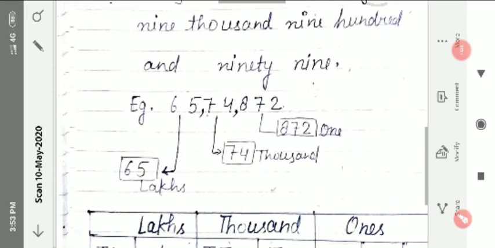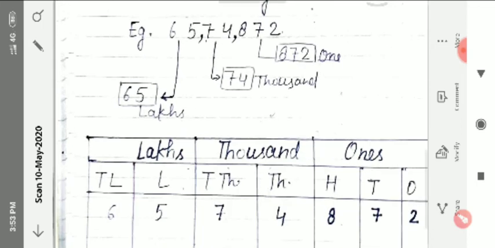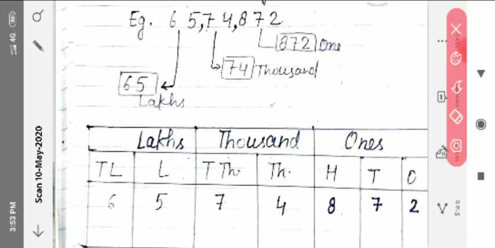Let us take one example of a 7-digit number. How to place a 7-digit number into the place value chart. As I have taken one example here, you can see 6574872. What will be the naming word of this number? Here it is written ones, tens, hundred. This one comes in the ones period, and here 74 comes in the thousand period, and the left 65 comes in the lakhs period.